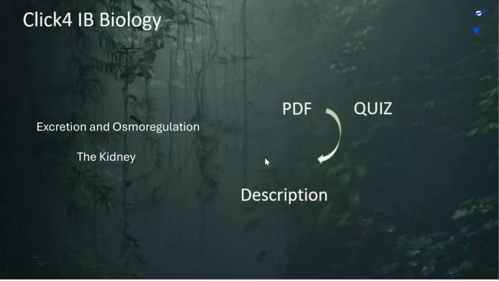We're moving on to the higher level work of looking at excretion and osmoregulation in the kidney.